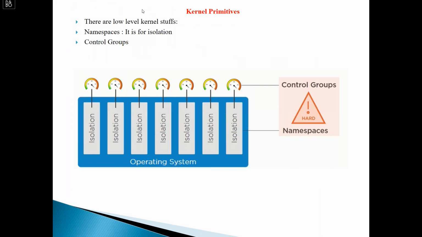You need to understand two important concepts in the kernel. The kernel makes stuff easy. There are low-level kernel features. First is namespaces. Namespaces are for isolation, meaning namespaces provide isolation to the container, and control groups provide resource limits for the container.